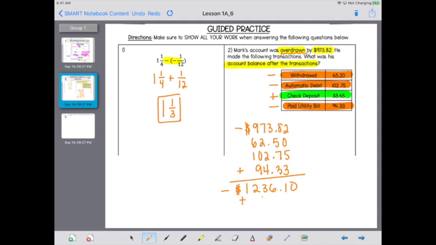And then we're going to add $33.65 for the deposit. The answer we're going to get is $1,202.45. And that would be negative $1,202.45.